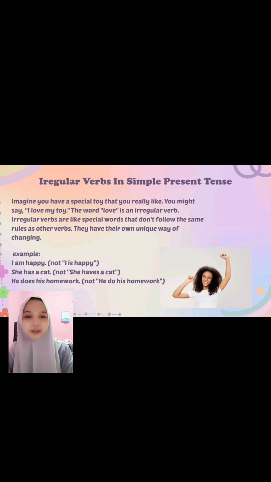Irregular verbs in simple present tense. Imagine you have a special toy that you really like. You might say, I love my toy. Example, I'm happy. She has a cat. The dog is homework.